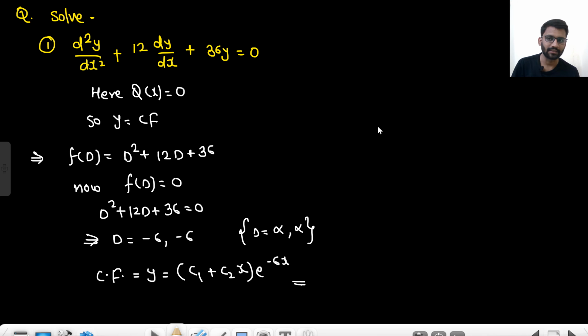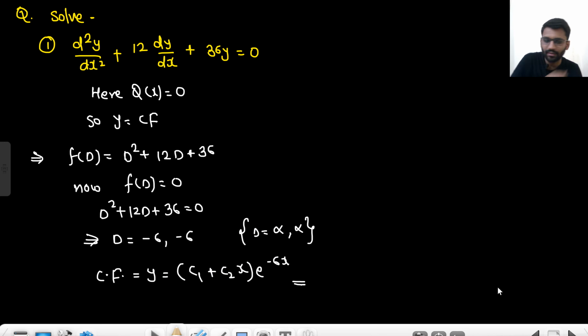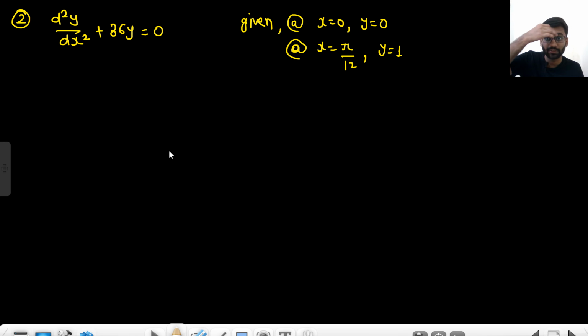Why did I write x here? Because this was dy by dx. If it was dy by dt, what would I write? T. Differentiation with respect to what? With respect to t, so I would have written t here. If the differentiation is with respect to x, I am writing x here. I hope you know this point already. If you don't know, I have already explained that if t is there, I would write t here. Okay, let's move on to the next question.